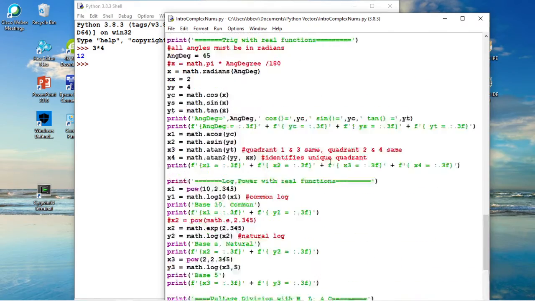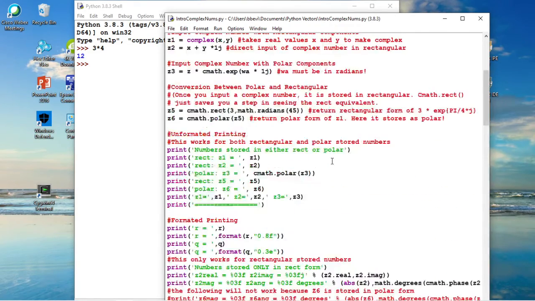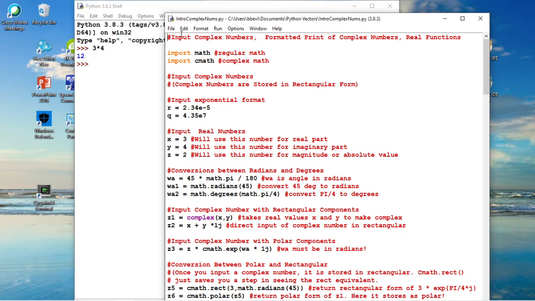So anyway, that's it. Once you've written all the stuff you want, and you should use lots of comments, so that if you come back in a couple of months or maybe even a couple of days later, you know what you did, then once you've got this, you usually save it.